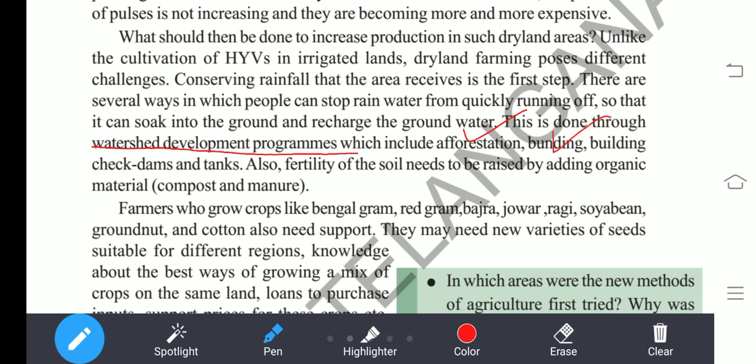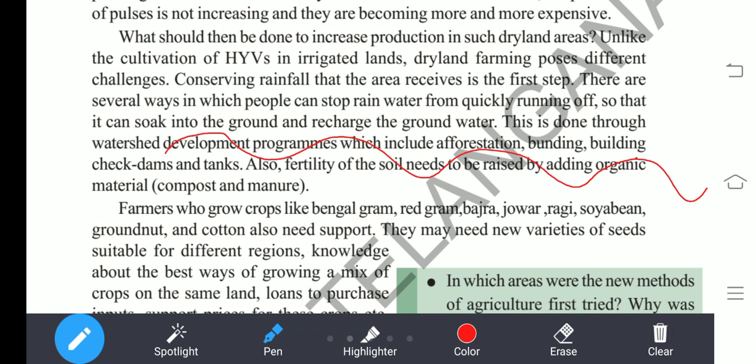Second is bunding. Bunding, instead of keeping the land level, there will be unevenness in the land. That means bunds are arranged in the empty land. What is meant by bunds? They are embankments. The land turns uneven. Let me show here by drawing. Okay, look at this. In this way, they construct the bund.